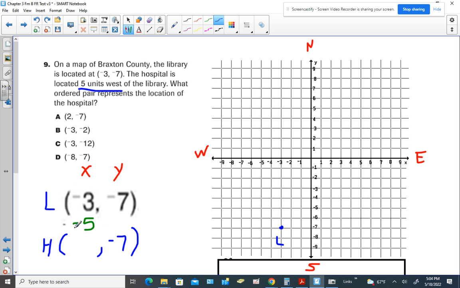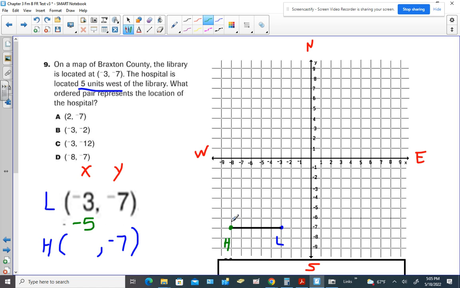Some of you may be able to do the math and come up with the number that way. Now, if you can't come up with the number that way, then we're going to go ahead and count out 5 units. So we'll start at the library. That's 1, 2, 3, 4, 5 units. And let's put a dot where we ended up, which is right here. Let's use green to represent the hospital.